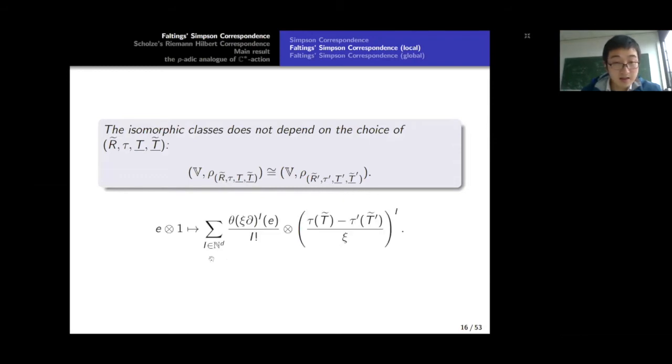And this isomorphism is given by a similar map as β for τ and τ'. Okay.